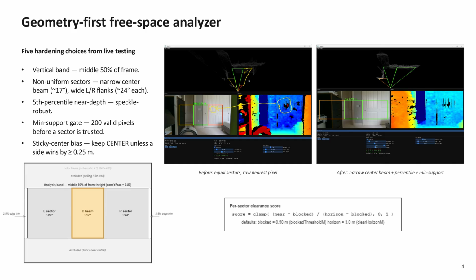A depth between half a meter and 3 meters maps to from 0 to 1. It's very simple, deterministic, and very fast. Here you can see the analyzer screenshot from before and after the hardening. You can see that on the glossy door reflection here, the depth camera fails and shows some black depth pixels. On the right, the after version doesn't react to the same noise. The right direction cone is open as it should be.